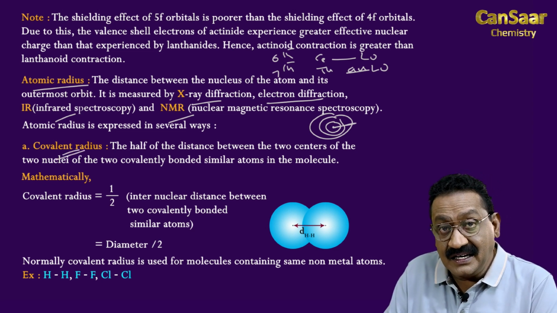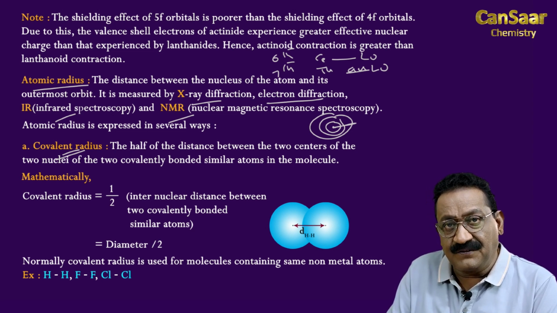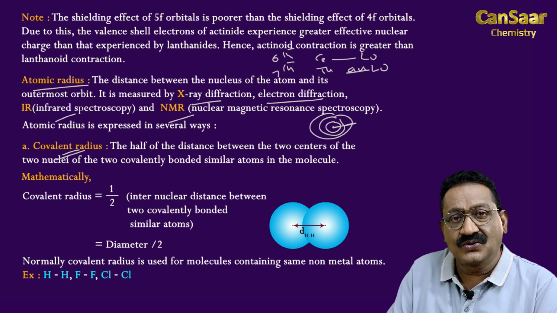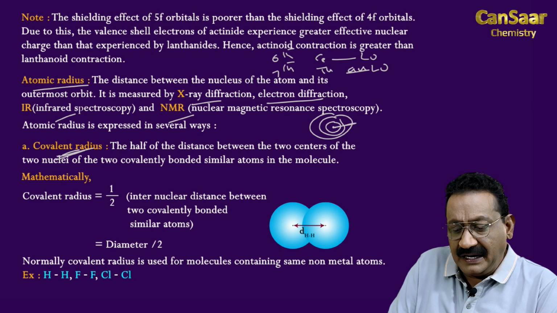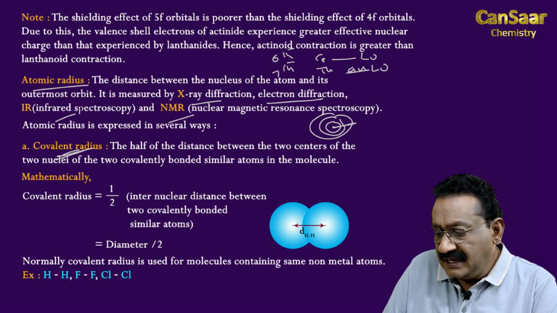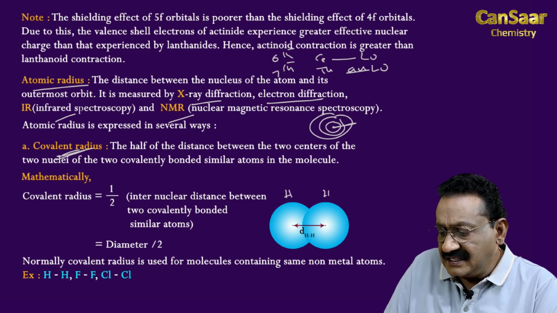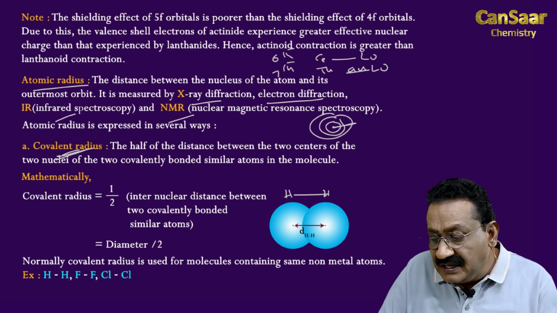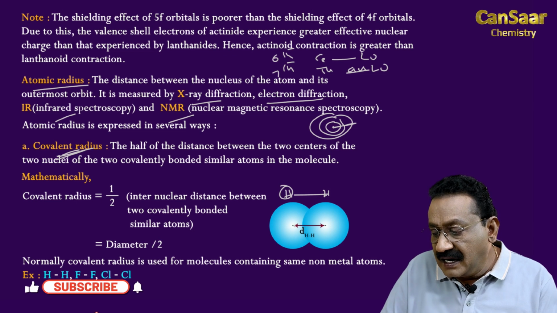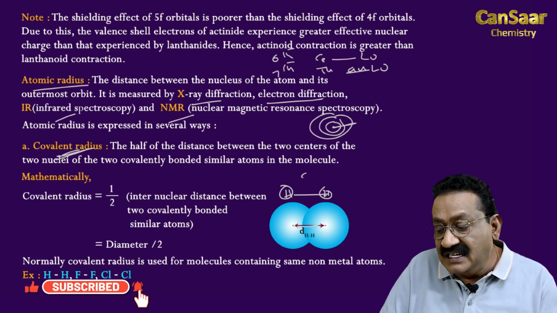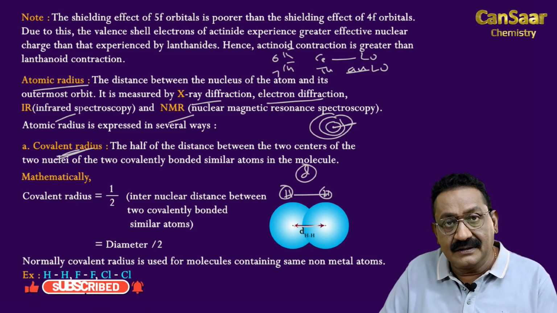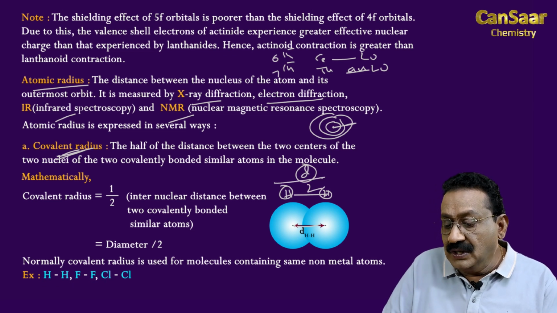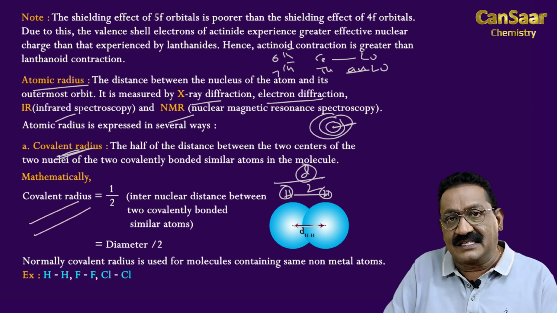Covalent radius is defined for two bonded atoms of the same nonmetal. For example, H bond H, F bond F, Cl bond Cl, and so on. By definition, imagine these H atoms bonded together. After formation of the bond, the distance between the nucleus of one hydrogen atom and the nucleus of the other hydrogen atom is called the diameter. This diameter by 2 is called covalent radius.